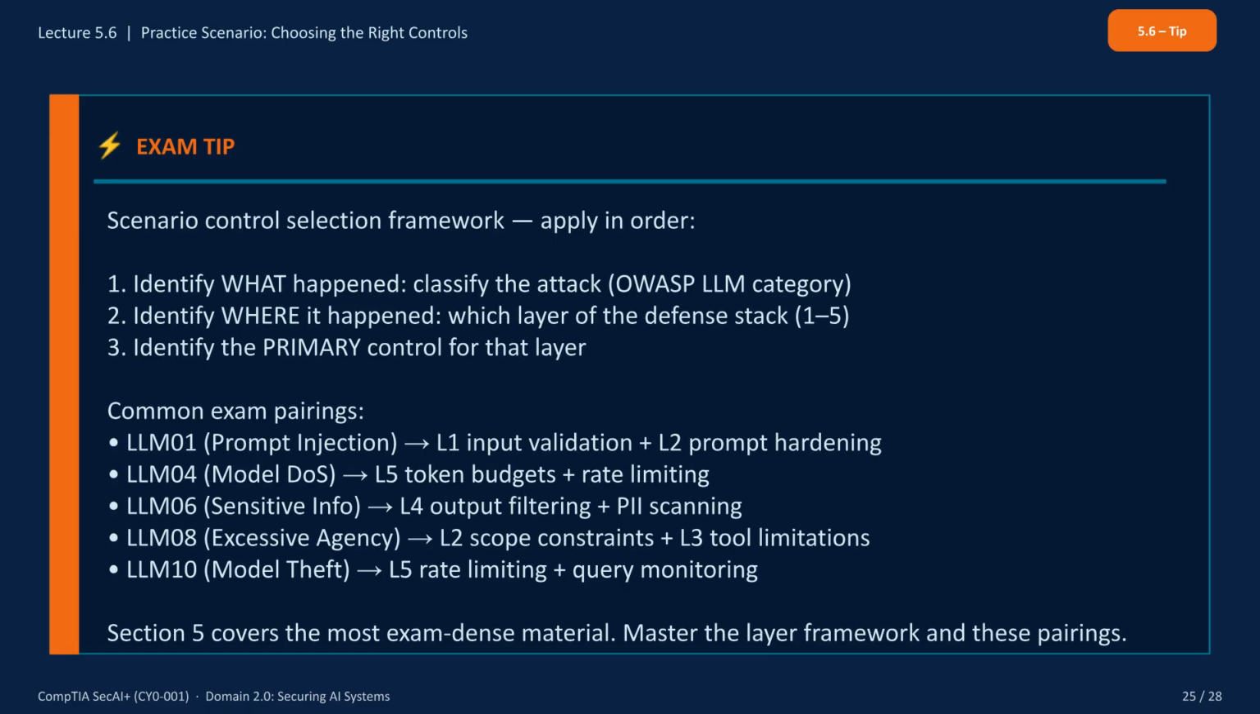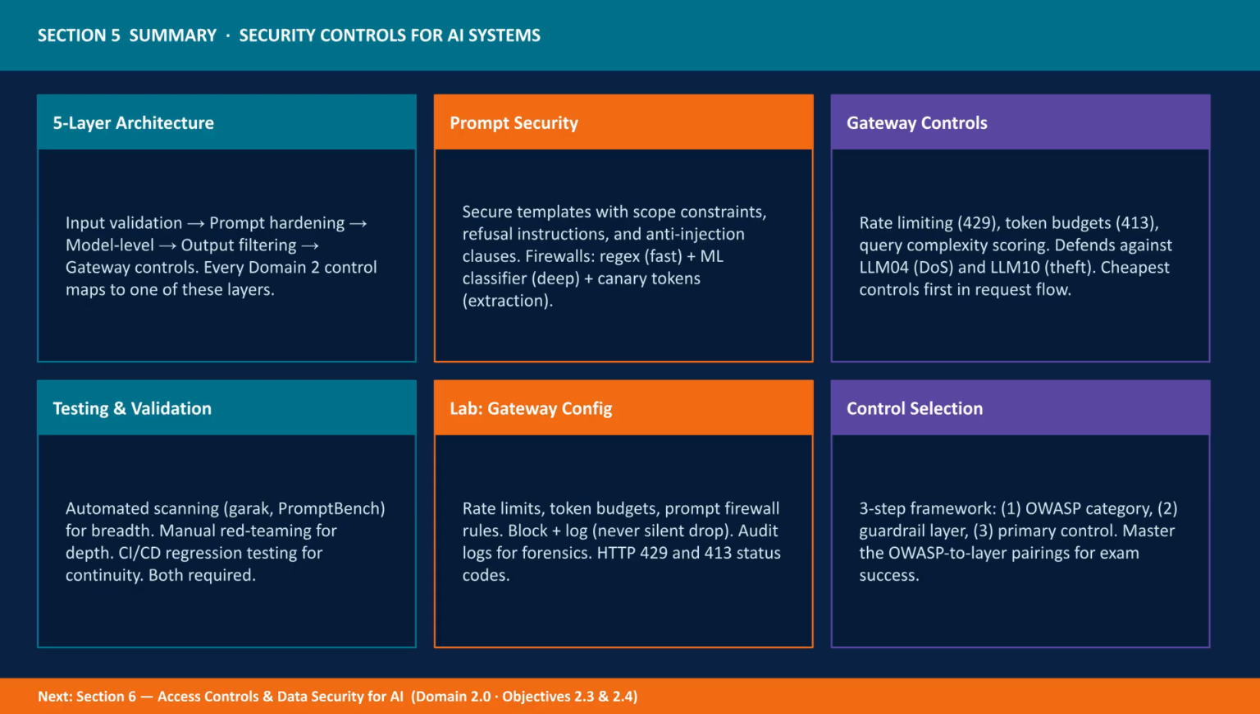Section 5 is the most exam-dense material in the entire course. Controls, layers, and OWASP mapping appear in 8 to 10 Domain 2 questions. Master these pairings and the 3-step framework, and you will be well prepared for exam day. And that wraps up Section 5, the most exam-dense section in the entire CompTIA SecAI Plus course. Let us review what we covered, because everything in this section is deeply interconnected.